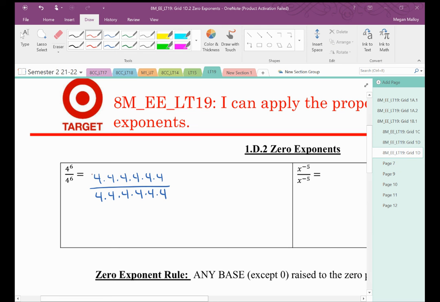Okay, and then as we've talked about, if I have a number divided by itself, that's going to equate to 1. 4 divided by 4 is 1. 4 divided by 4 is 1. So I have 6 ones being multiplied by itself: 1 times 1 times 1 times 1 times 1 times 1. And 1 times itself 6 times is equal to 1.